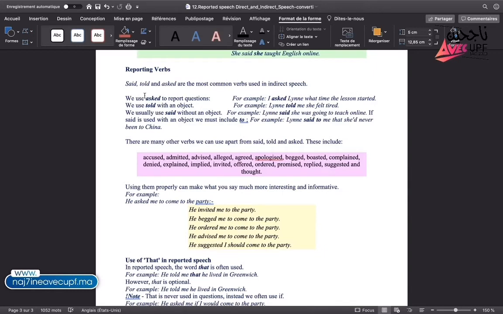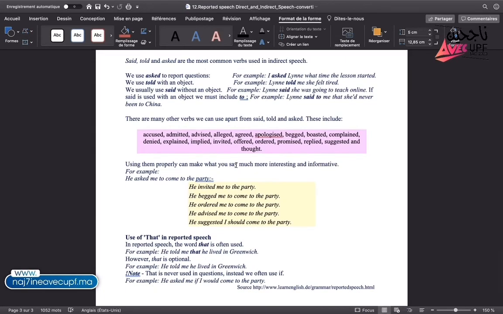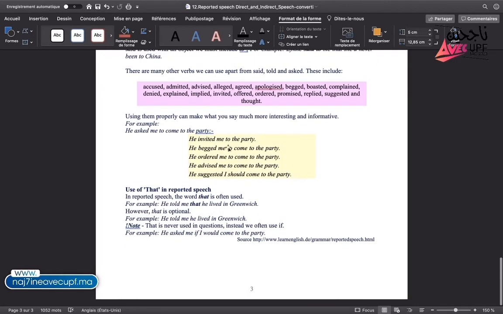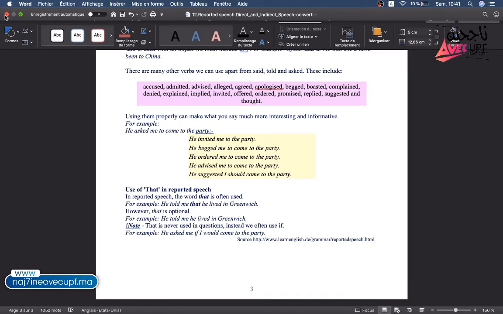Reported verbs, and we use asked, told, said, ça marche. There are many other verbs that can be used في هاد reported speech like accused, denied, explained, implied, invited. يا سيدي مثلا هنا عندي he asked me to come to the party. شوف, he invited me to the party. He begged me to come to the party, okay, begged c'est-à-dire to beg someone. Here supplier order, okay, commander. Advice, conseiller, ça marche, et ainsi de suite شباب, voilà.